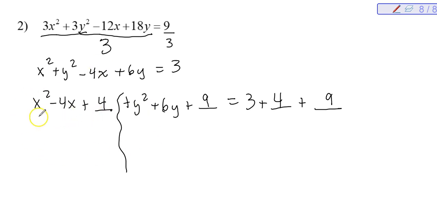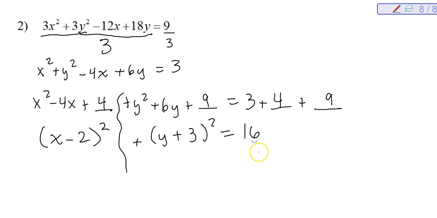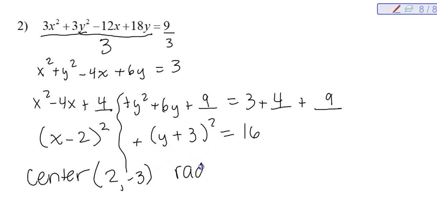And now we're going to factor our perfect square trinomial. X minus 2 quantity squared plus y plus 3 quantity squared equals 16. And it's in standard form. Center. Now it's friendly. 2, -3. Radius, what is it? 4. Okay? And so this is what you'll be required. It gave you 8 problems to do for homework, 1 through 8.